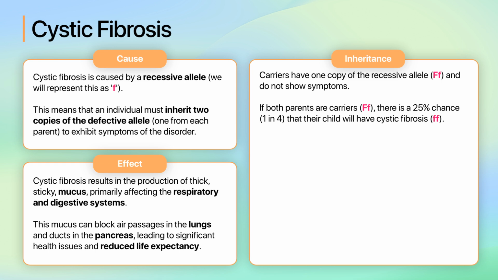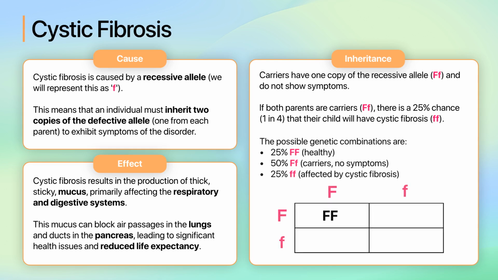Using a Punnett square, we can see that the possible genetic combinations are a 25% chance of capital F capital F, which results in the individual being healthy, a 50% chance of capital F lowercase f, which represents an individual being a carrier and having no symptoms. And then finally, there is a 25% chance of the individual having a genotype with both alleles being lowercase f. In this case, the individual will be affected by cystic fibrosis.